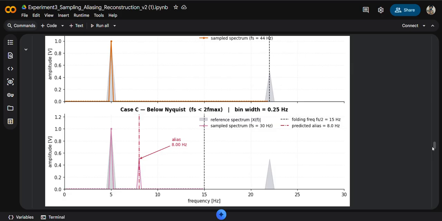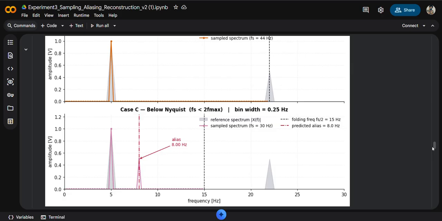Why 8.0 Hz? The math explains the graph. f_aliasing = |f − k·fs|. If we plug in our numbers, we get exactly 8.0 Hz. The high frequency folded back into the low frequencies.